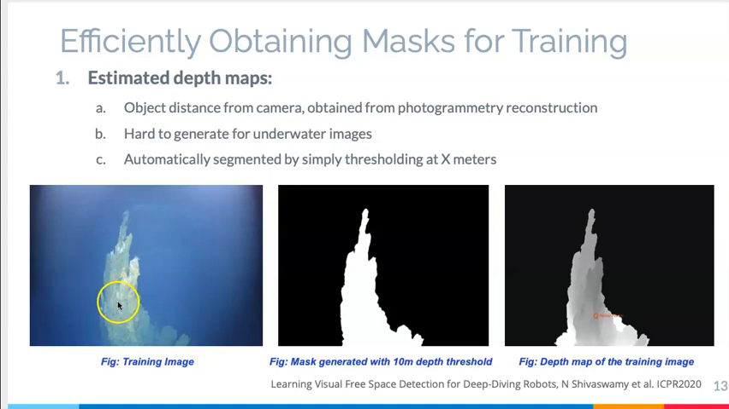For example, we have the training image and its depth map, and this is the mask generated by thresholding at 10 meters. A region above or farther than 10 meters is considered as background.